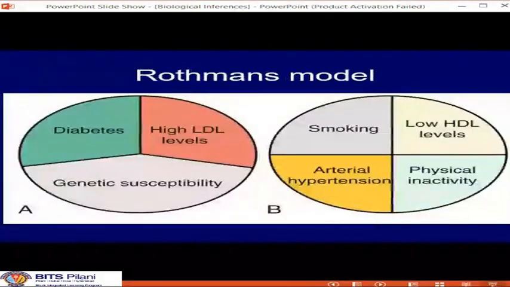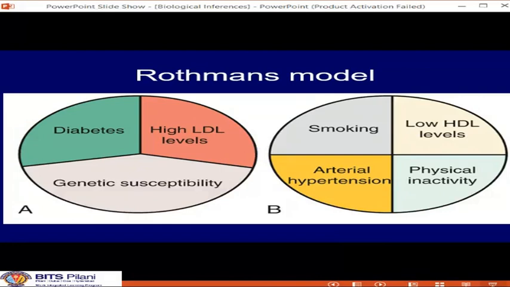Let me show this to you in another pictorial form. Kenneth Rothman liked to use these Venn diagrams to explain the same thing. On the left, figure A, people with diabetes, high levels of low density lipoprotein, and genetic susceptibility can get ischemic heart disease. Another group of people who smoke, have low levels of high density lipoprotein, hypertension, and physical inactivity can also get ischemic heart disease or coronary heart disease.